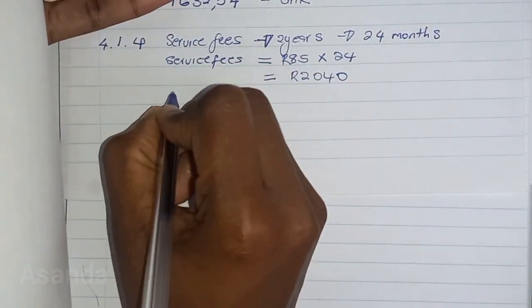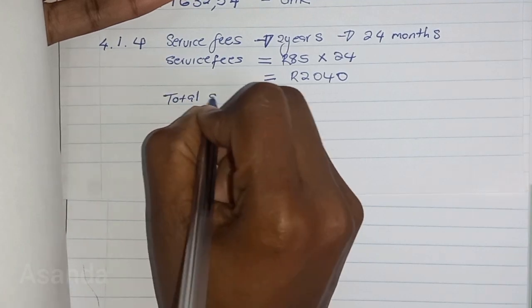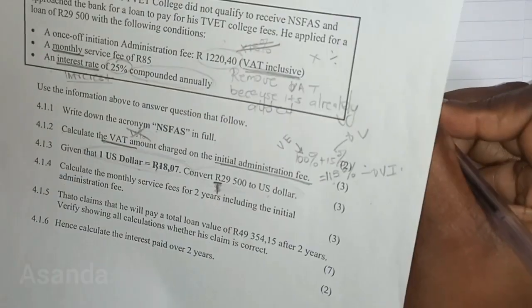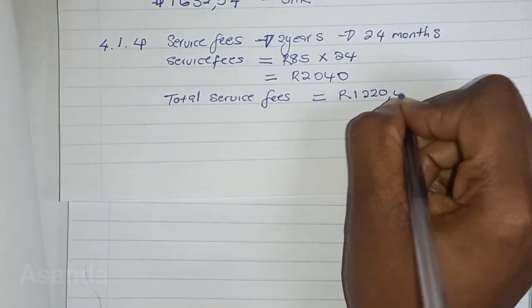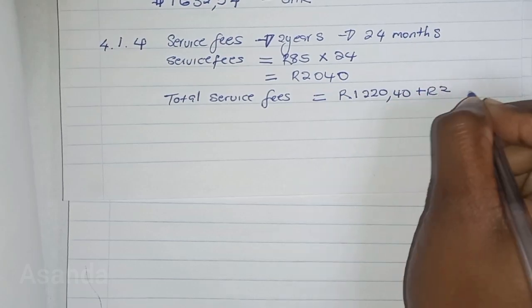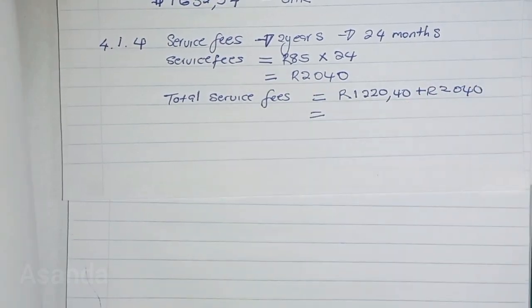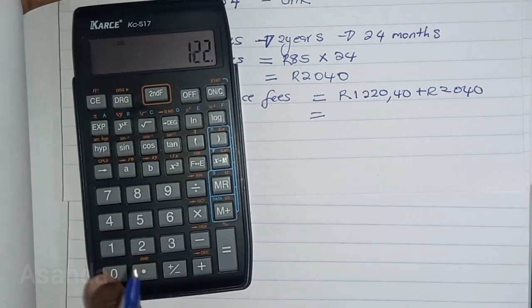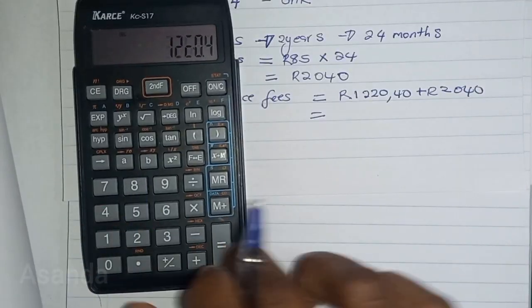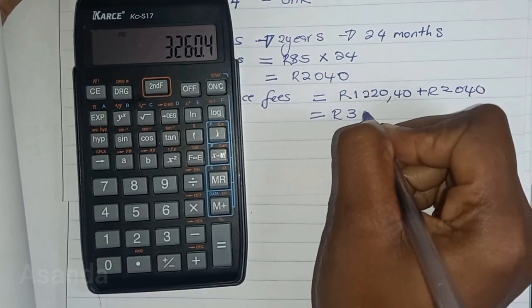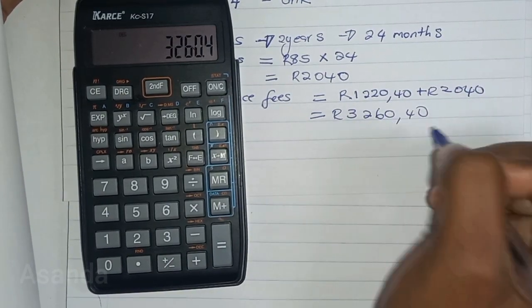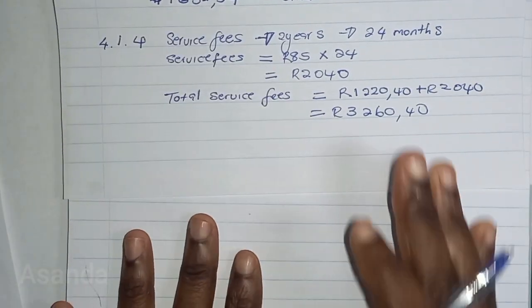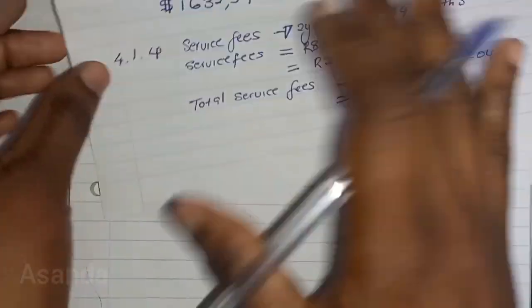The question said including the initial administration fee. So the total service fees is equal to the administration fee, 1,220 rands and 40 cents, plus 2,040. 2,040 plus 1,220. Just double check, yes, 0.4, and that gives us 3,260 rands and 40 cents. That is the fees for service. This is rendered, and we are done with 4.1.4.